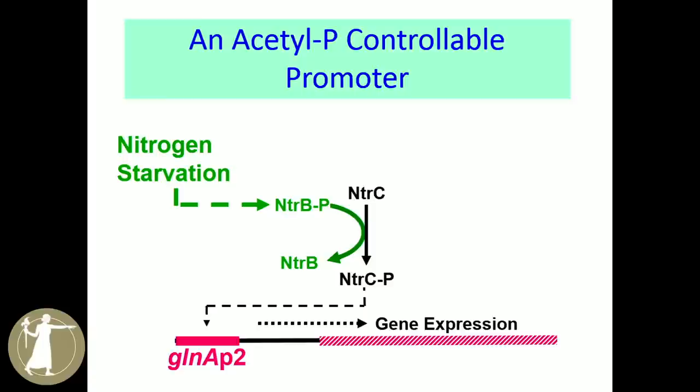Unfortunately, my work was scooped, so to speak, and people found that the way it was interacting with the carbon metabolism was because this regulator, NTRC, instead of being phosphorylated by its corresponding sensor, NTRB, was actually possible to be phosphorylated by a metabolite called acetyl phosphate. So we were scooped, but then we turned this into an engineering application.